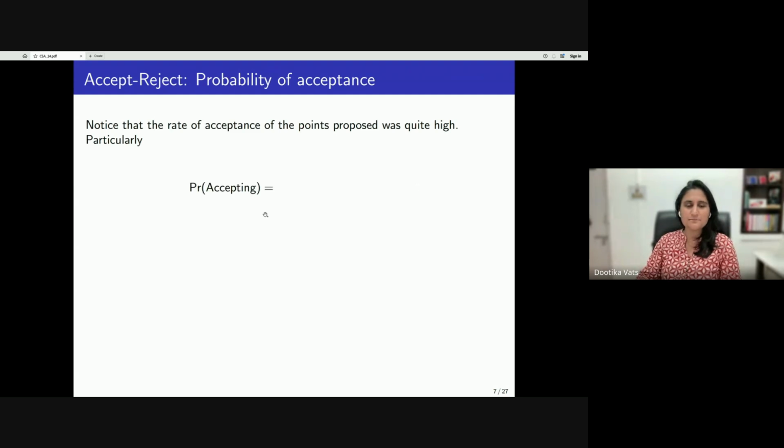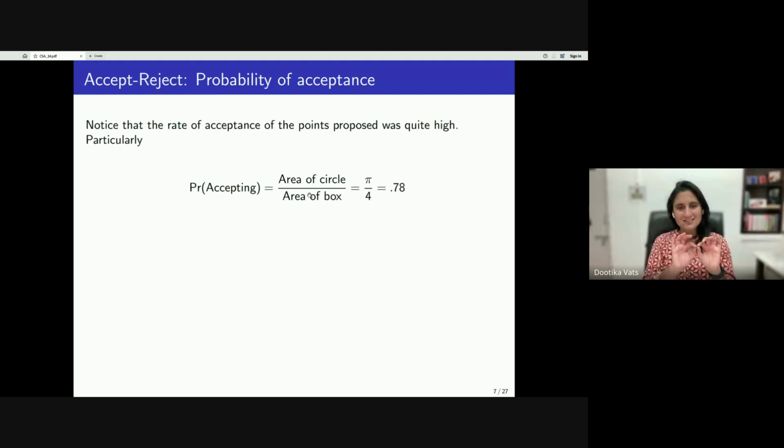So what is it mathematically? Well, the probability of accepting turns out to just be the area of the circle divided by the area of the box. The area of the circle is pi r squared, and the radius is 1, so it's just pi. And the area of the box, it has to encapsulate the circle, so each side is 2 units, and so the whole area is 2 squared, which is 4. So we have pi over 4, which is 0.78, which means that 78% of the draws from the box are accepted by the algorithm, which is pretty good, which means only roughly 1 out of 4 draws is wasted.